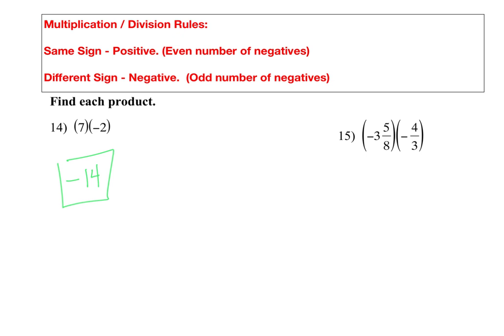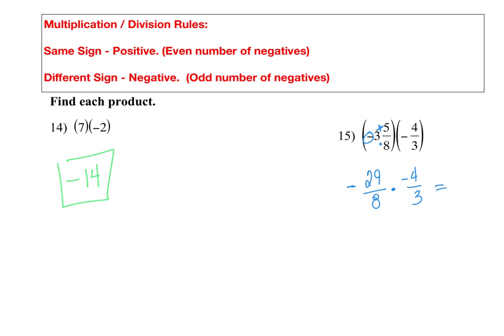So we want to do 3 times 8, which is 24, plus 5, which is 29. So I have 29 over 8, and that is negative. I am multiplying that by a negative 4 over 3. Negative times a negative. What do I know about my answer here? Positive or negative? It's going to be positive. All right, so negative times a negative, my answer is going to be positive.